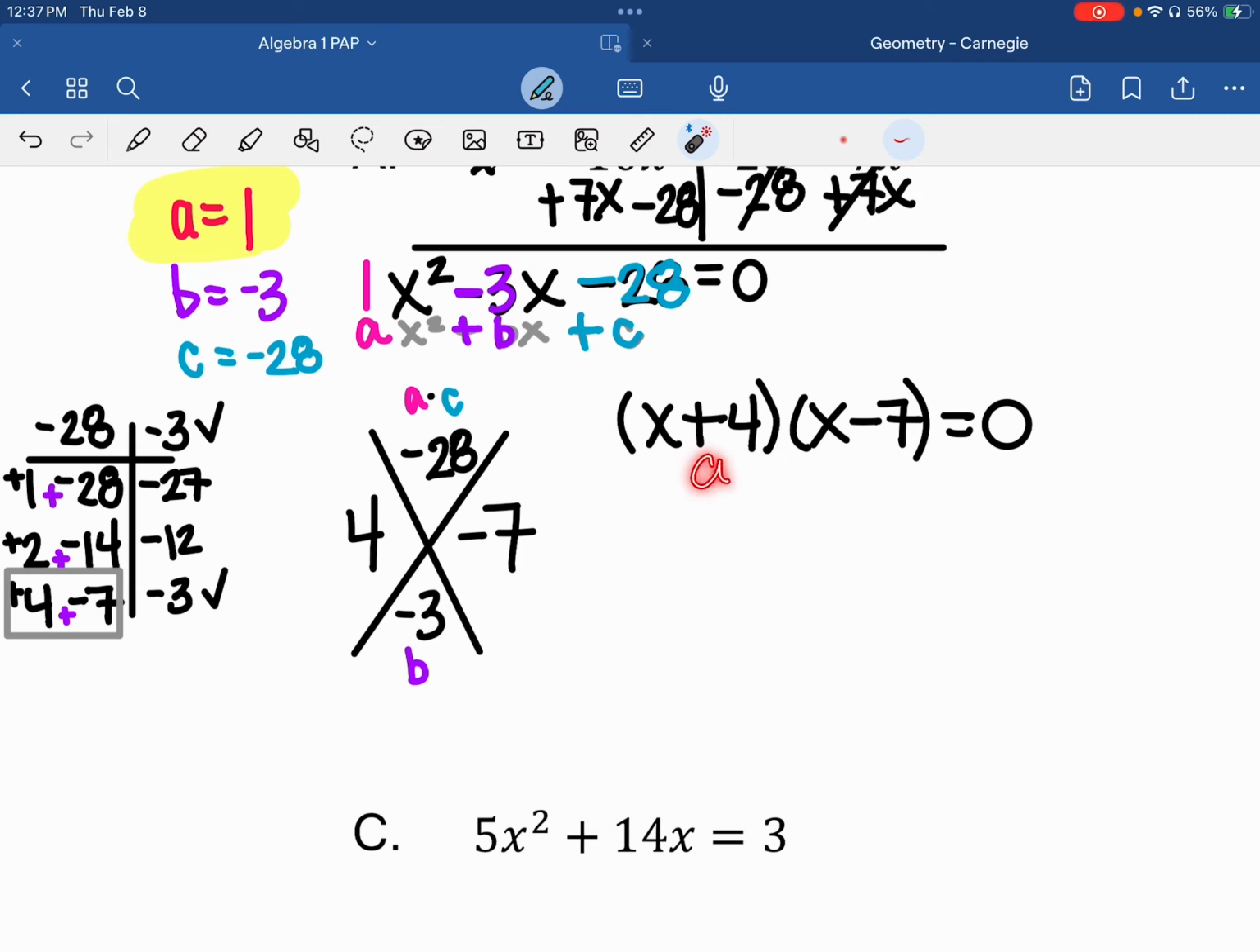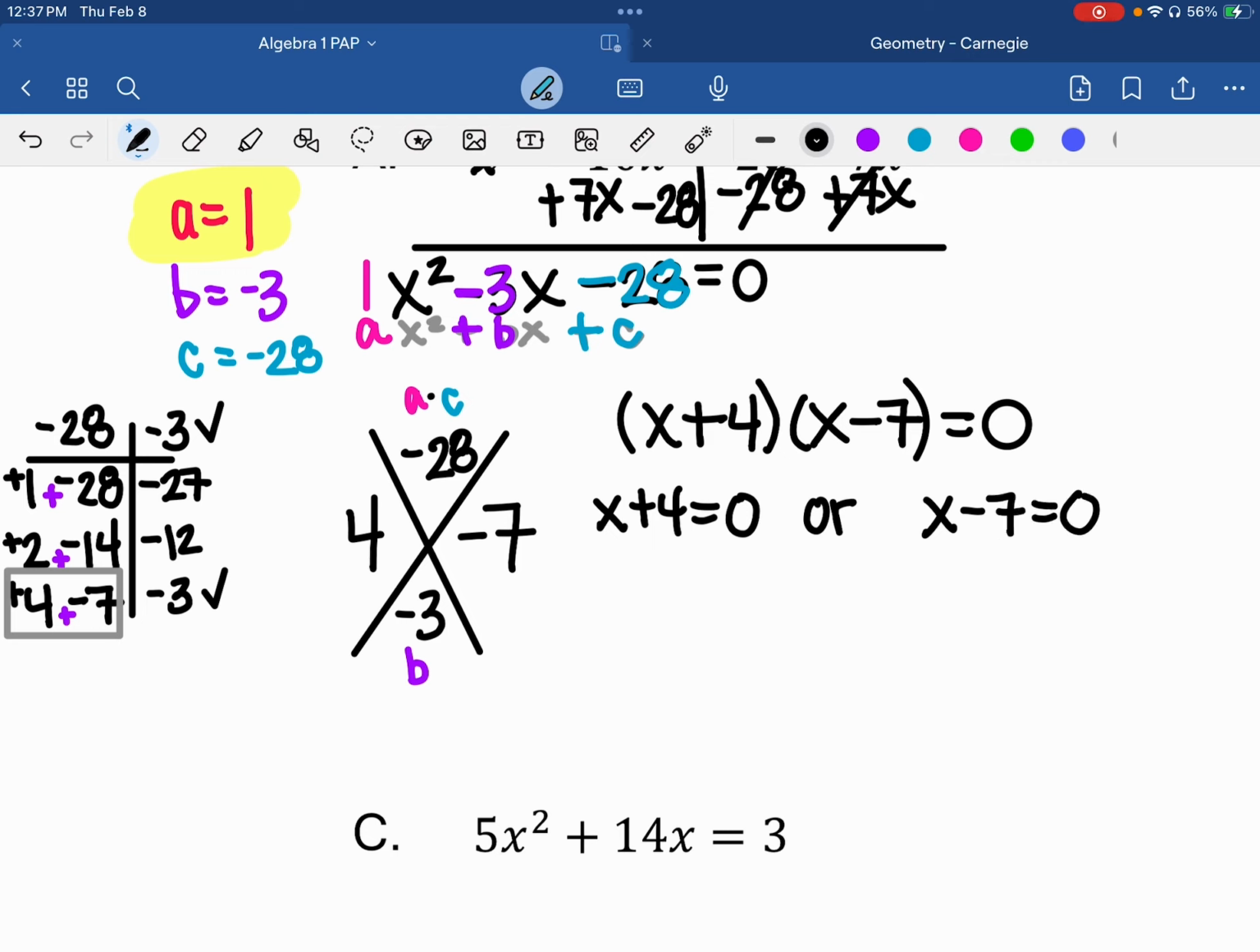This is the A and this is the B that they're talking about. If I'm going to multiply them together and get 0, then one of them has to be 0. So I'm going to say x plus 4 is equal to 0, or x minus 7 is equal to 0.